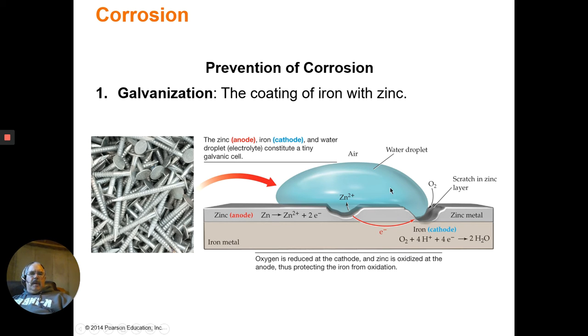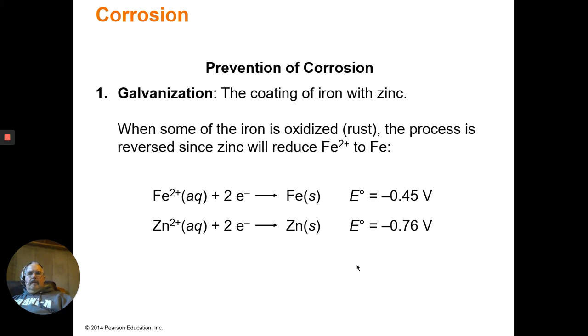Even if the zinc coating is scratched and the iron is exposed underneath, once the iron starts to rust, zinc donates electrons and reduces the iron back to iron metal, and therefore prevents rusting. Okay, so here are the two half reactions. When some of the iron is oxidized, the process is reversed, since zinc will reduce iron ions to iron.